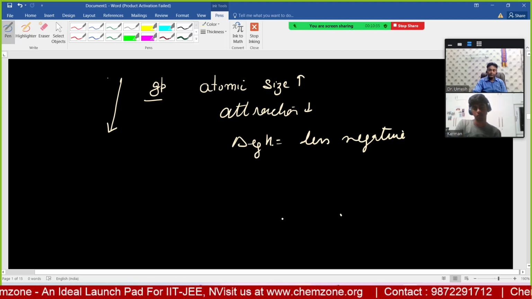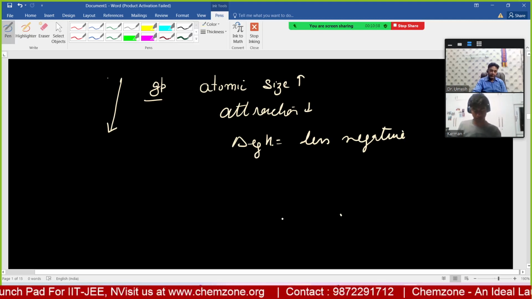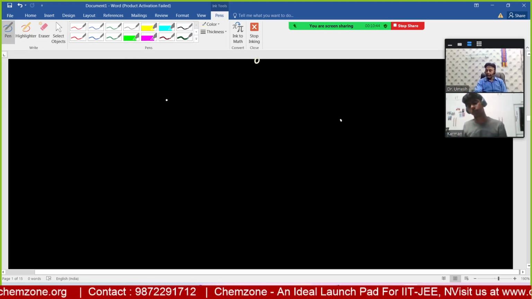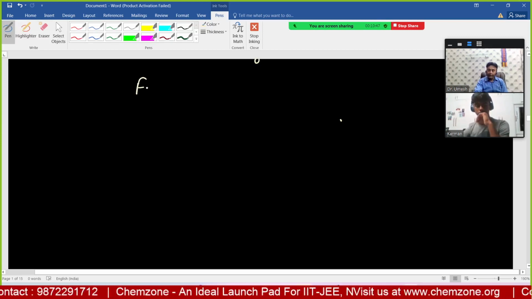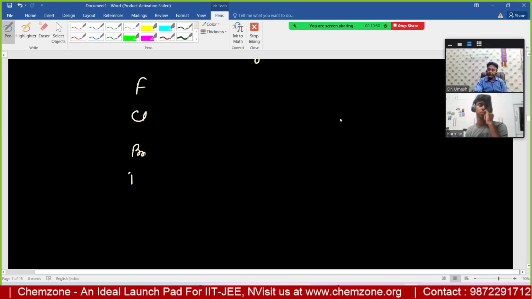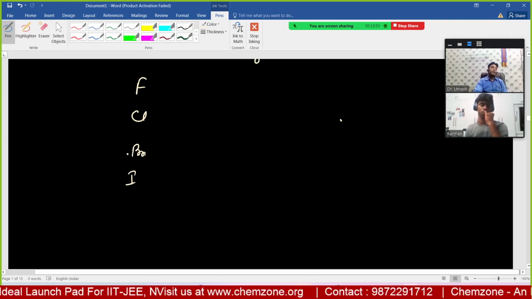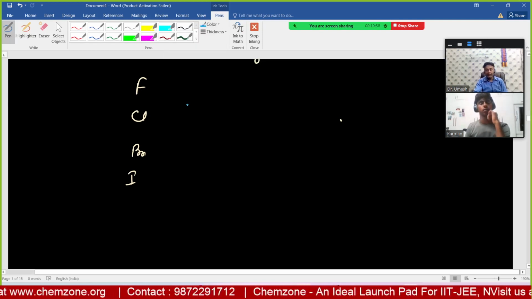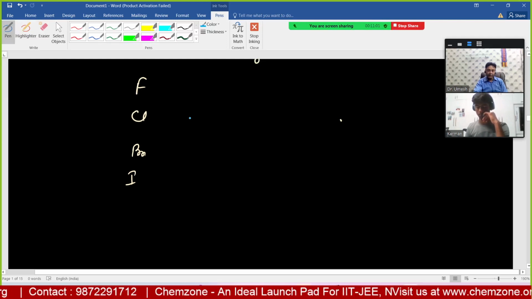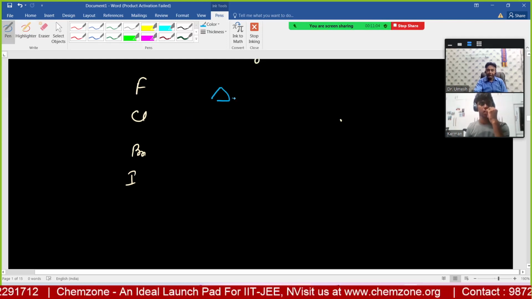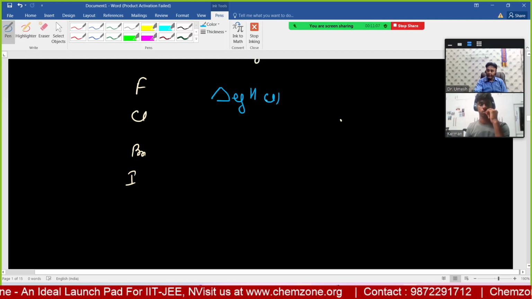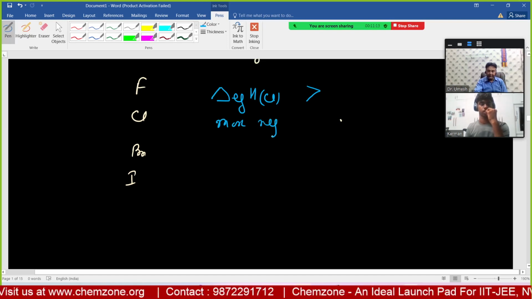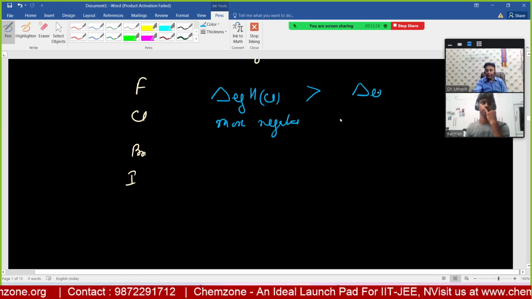Note it down. But there are some exceptions. Two exceptions I will talk about down the group. If I talk about fluorine, chlorine, bromine, iodine, as you go down the group, atomic size increases. So electron gain enthalpy should decrease down the group. But it has been found that the electron gain enthalpy of chlorine is more negative, more energy is released, as compared to that of fluorine.